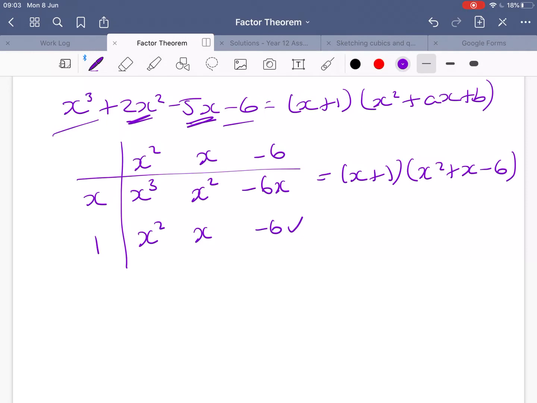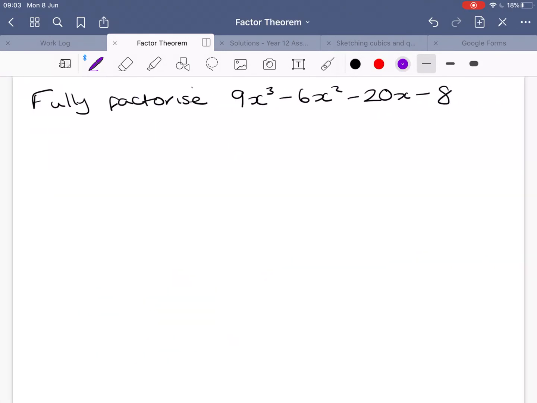Now it says fully factorise, so that means it wants us now to factorise this as well. Sometimes that can't be factorised, so that would be the answer. But if that quadratic can be factorised, you have to factorise it. And so we end up with x plus 1, x plus 3, and x minus 2. And there's your answer. So I'll do one more example, and then I'm going to get you to do some.